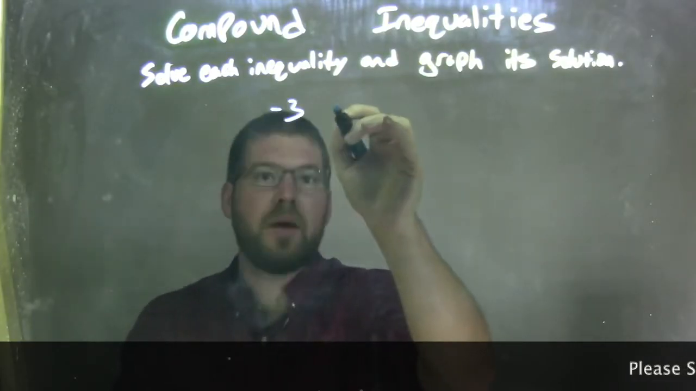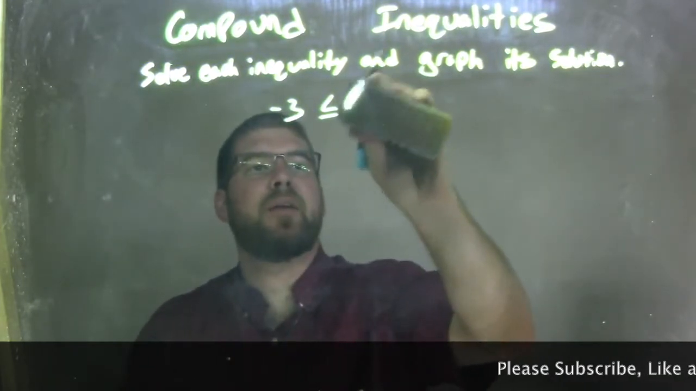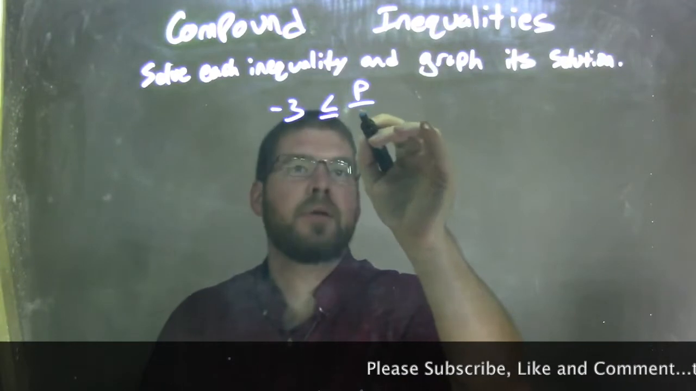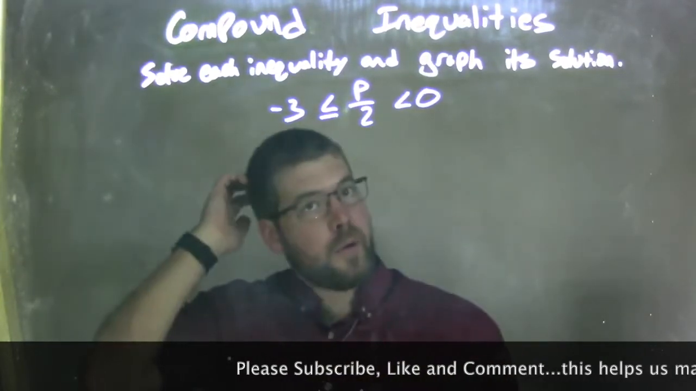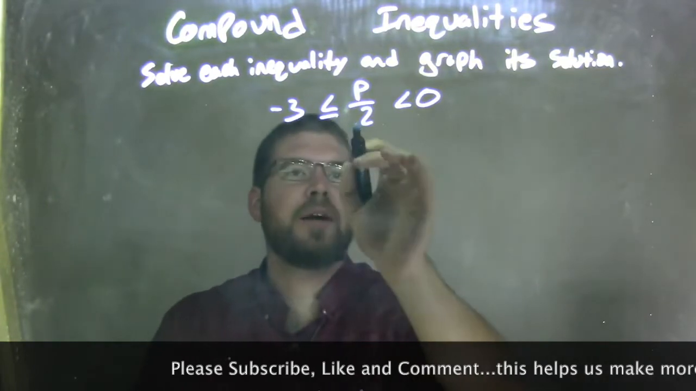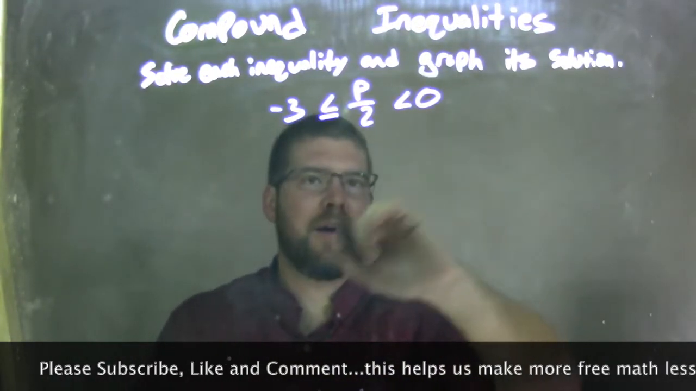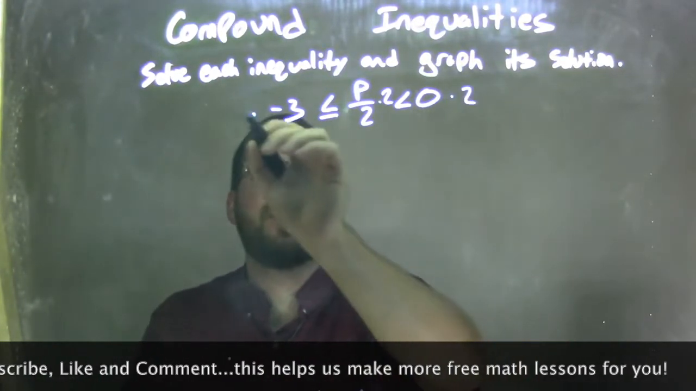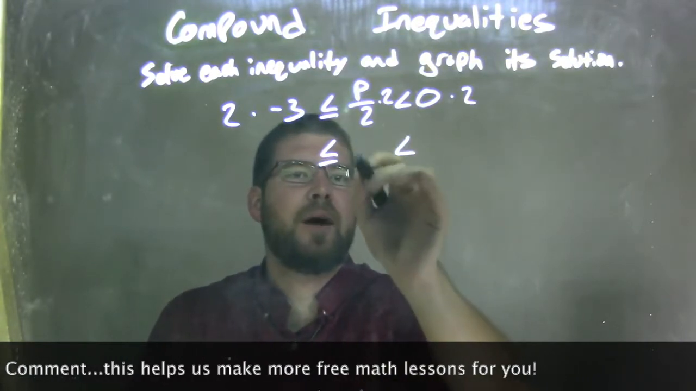-3 is less than or equal to p. I was running a 9 there. I guess I could have made it work, but p over 2 is less than 0. Okay? Well, what I want to do here is multiply by 2 to isolate the p. I need to multiply 2 to all parts here. So multiply by 2 here, multiply by 2, and multiply by 2. In doing that, I'm left with p by itself in the middle.